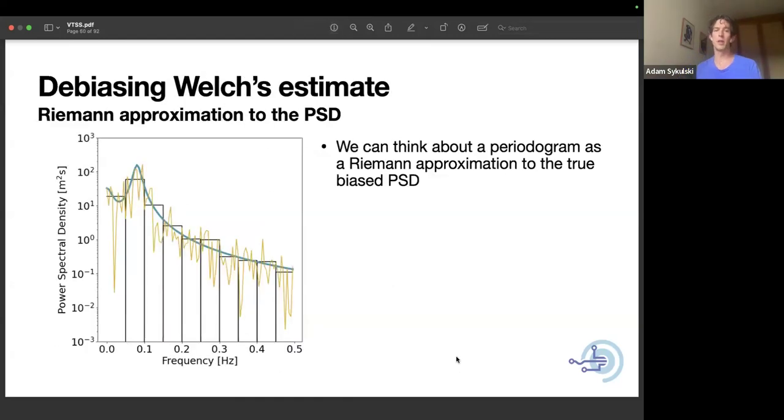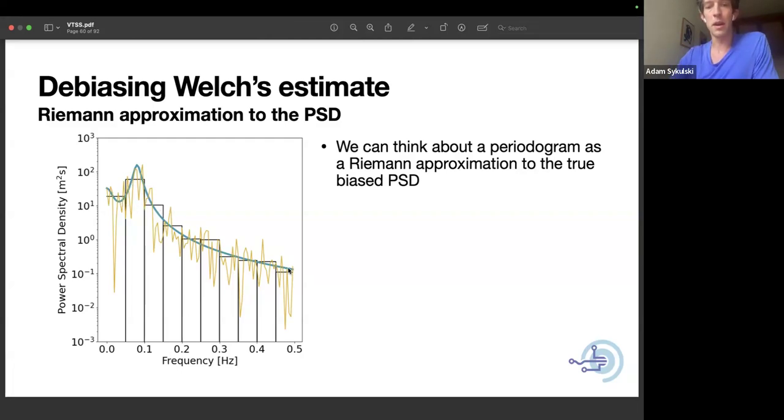Now, how can we use this to debias Welch's estimate? Instead of having a model, we're not going to know a model, but we could think of a Riemann approximation as a model. So think about a periodogram as a Riemann approximation to the true biased power spectral density, represented like this.